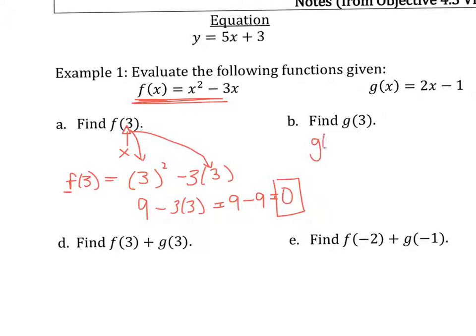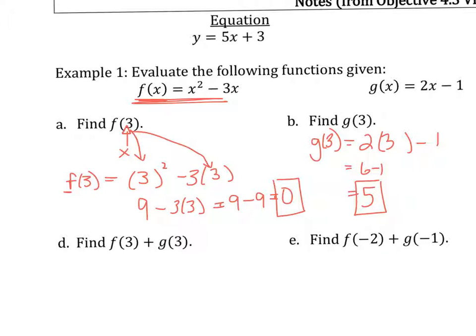G of 3 is going to be the exact same way, only what function do you think we're going to plug it into? That's right, we're going to plug it into g. So everywhere we see an x in g, we're going to put a set of parentheses. We're going to plug that number in. We have 2 times 3 minus 1. We're going to do our multiplication first. So 2 times 3 is 6, minus 1 would be 5. So that tells us when we input 3 into g, we get 5 out.